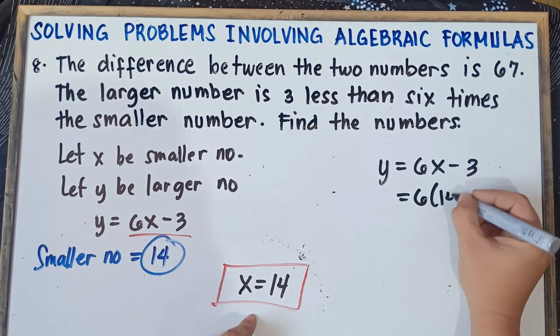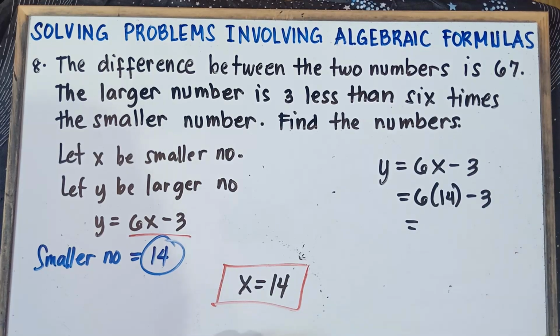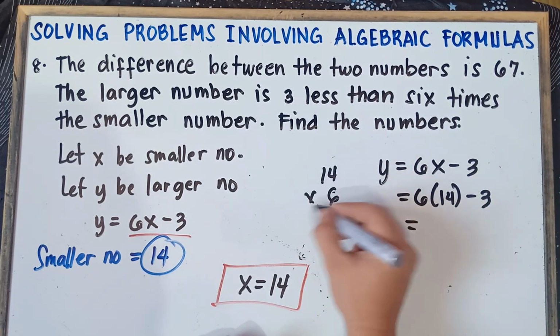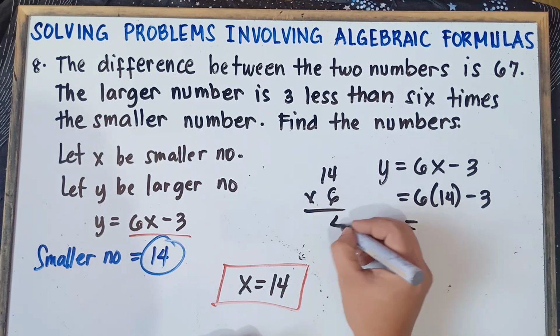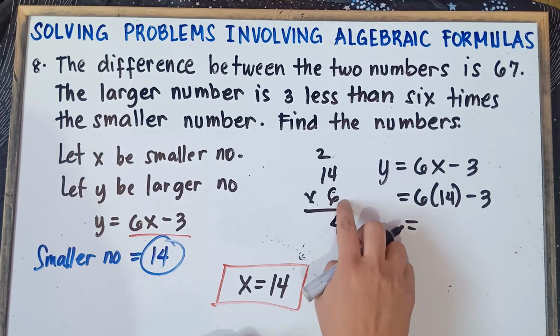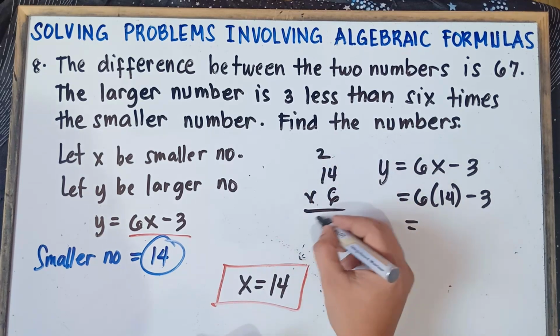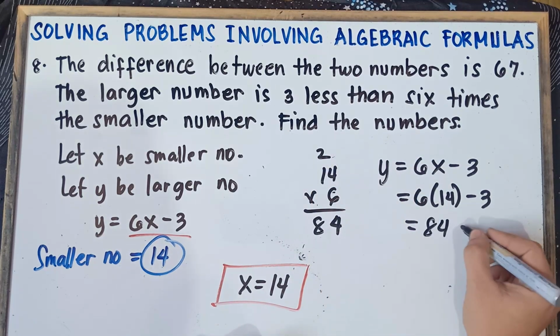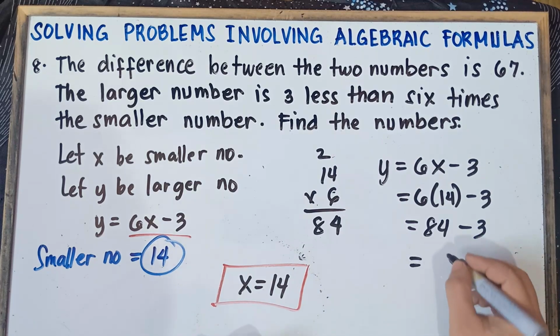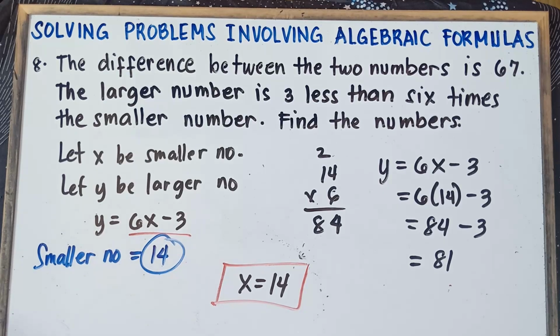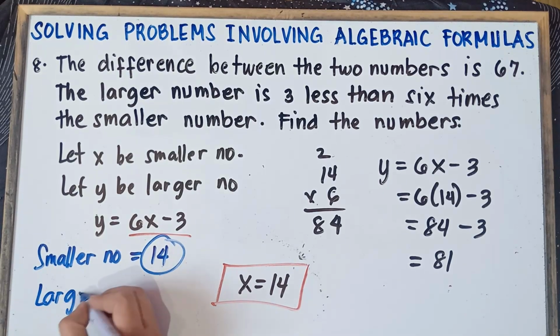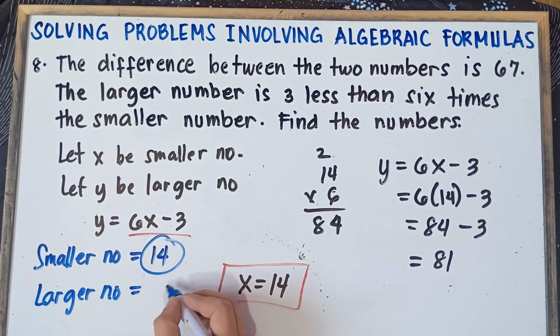So 6 times 14 minus 3. 6 times 14, let's double check. 6 times 4, that would be 24. 4 carry 2. 6 times 1, that would be 6 plus 2, that would be 8. So that would be 84 minus 3, that would be 81. So therefore, the larger number is equal to 81.